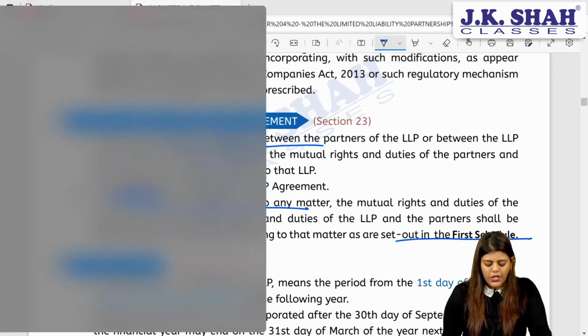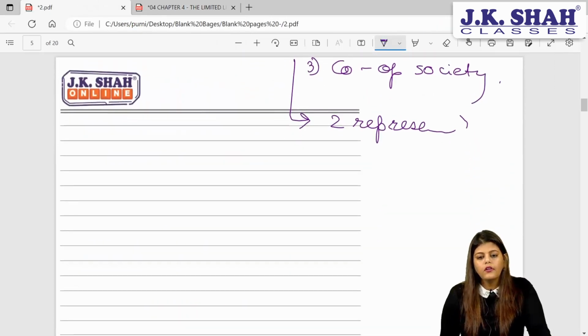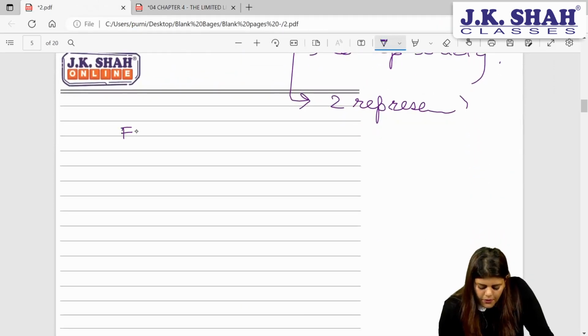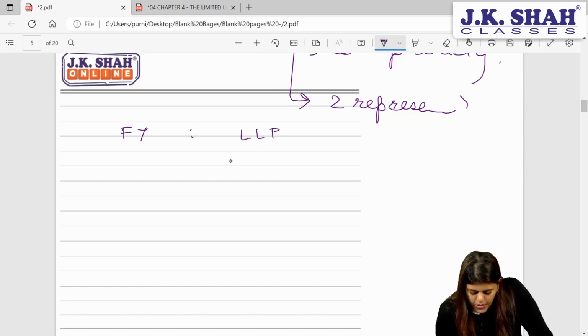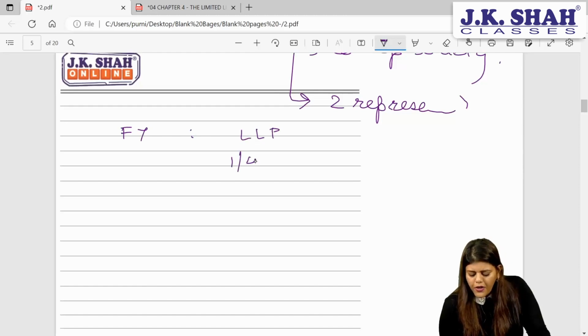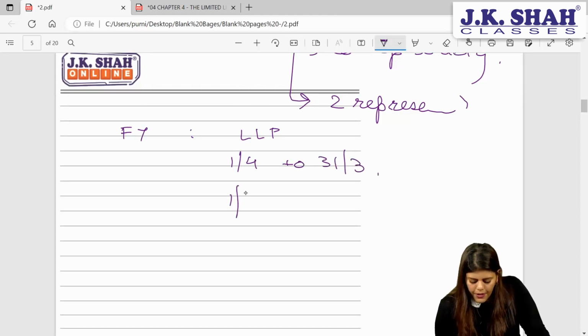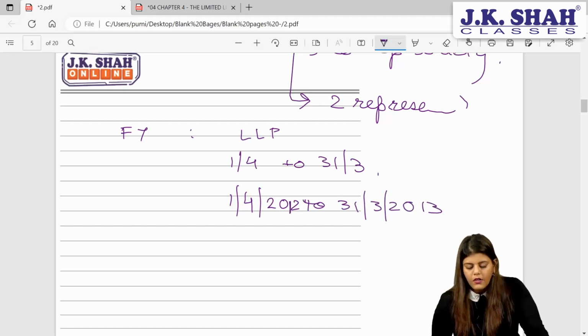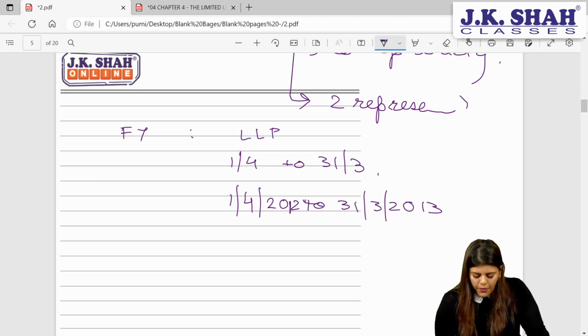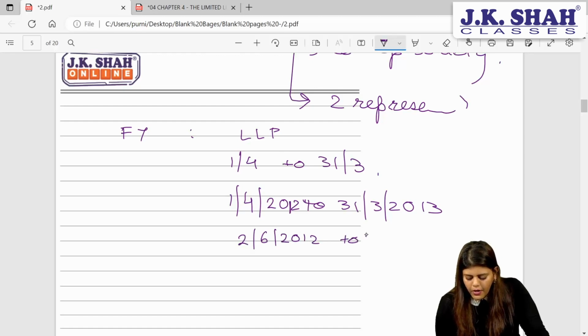What is a financial year? 1st April to 31st March. Here also in LLP, it is 1st day of April to 31st day of March, same. So let's say I incorporated on 1st of April 2012, then my first year will end 31st March 2013. Let's say if I am incorporated on 2nd of June 2012, again it will be 31st March 2013.